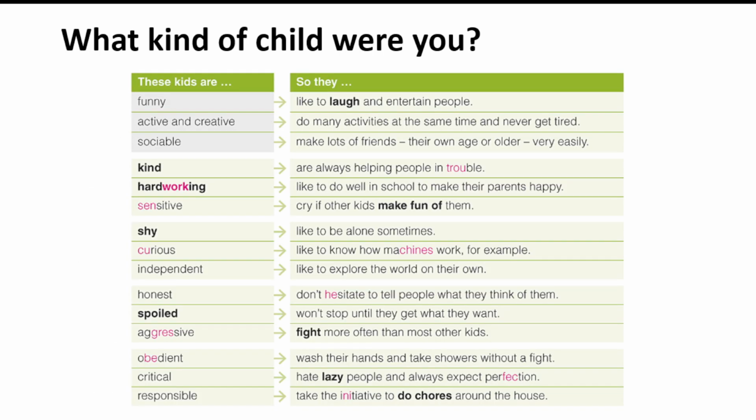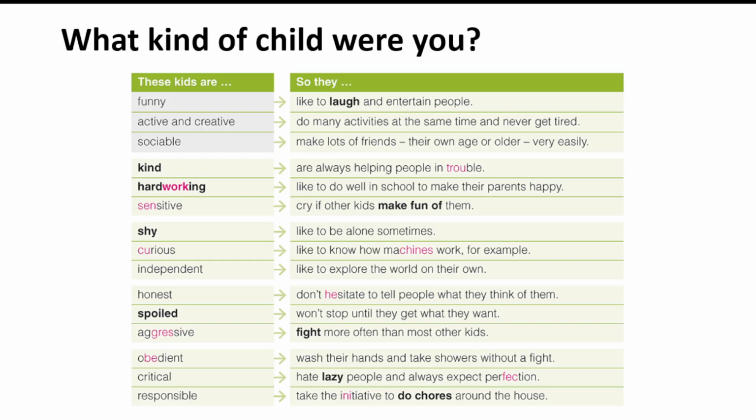So now we talk about some vocabulary, kind of adjectives that we can use to describe children or a child when they were little boys, little girls. So these are the adjectives that we can use to describe the children or our child in English. We say funny, for example, is like that: to laugh and entertain people. This is the definition of the adjective funny.